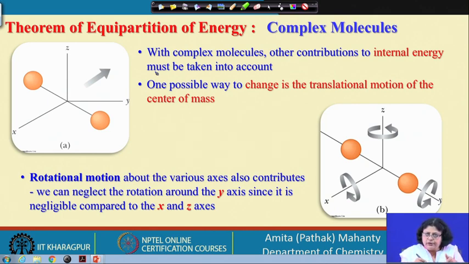So, I get three modes from the movement of the center of mass along the translation mode. Now, when I talk about the rotational mode, if I have taken this molecule as a two-atom system and the molecule is along the y axis, then I can rotate it along the x axis or the z axis. These two contributions will be much more than along the y axis along which the molecule exists.